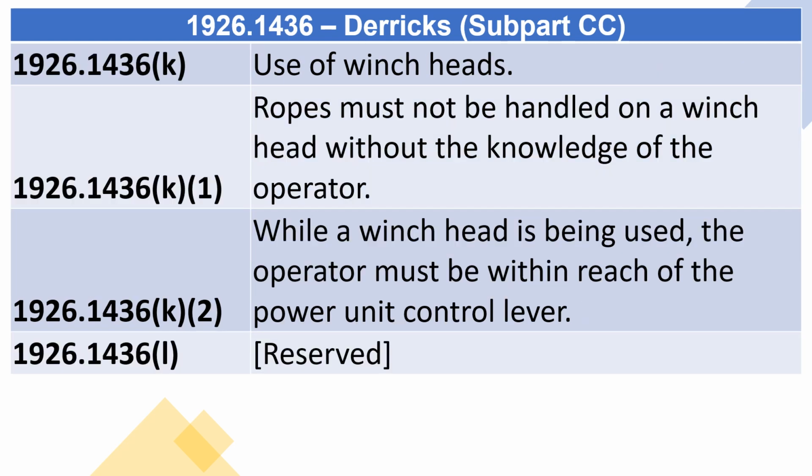1926.1436(k) Use of winch heads. 1926.1436(k)(1) and (k)(2): Ropes must not be handled on a winch head without the knowledge of the operator. While a winch head is being used, the operator must be within reach of the power unit control lever. 1926.1436(l) Reserved.